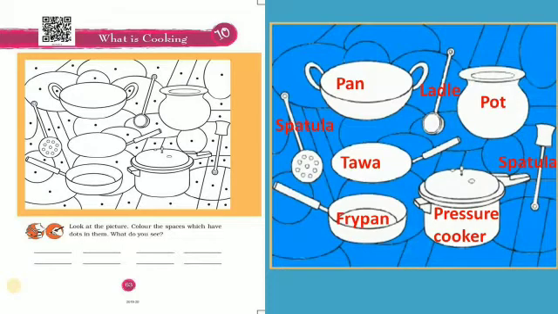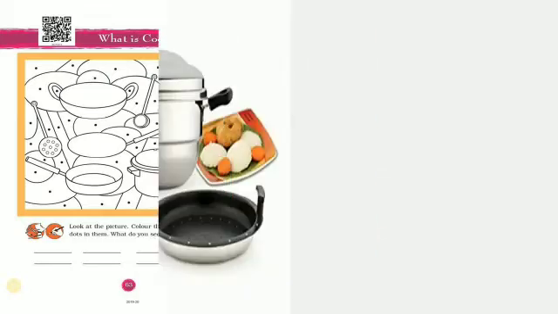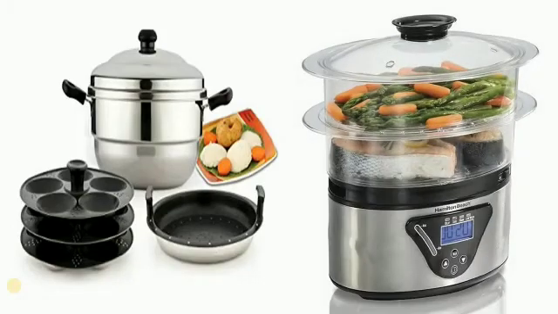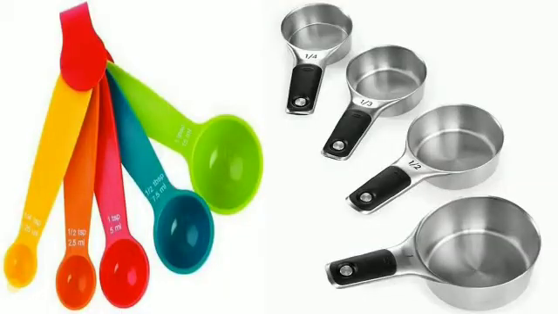But there are some other similar utensils that we use in cooking, such as an idli pot, in which we make idli, and a steamer, in which we steam any food. These are measuring cups, a kitchen utensil used for measuring liquid or bulk solid cooking ingredients such as flour and sugar.